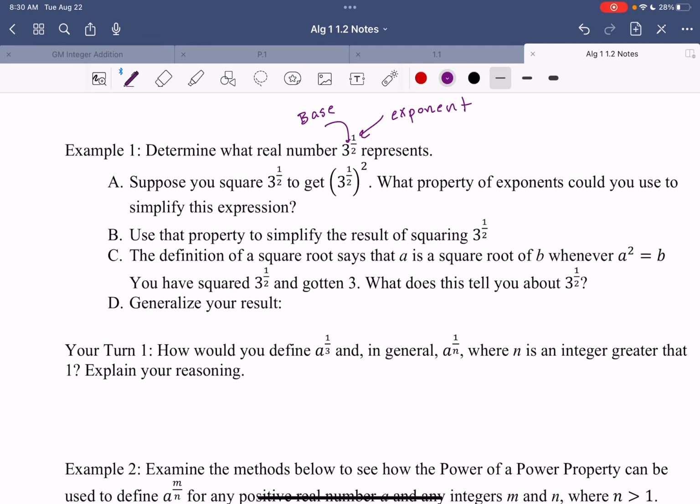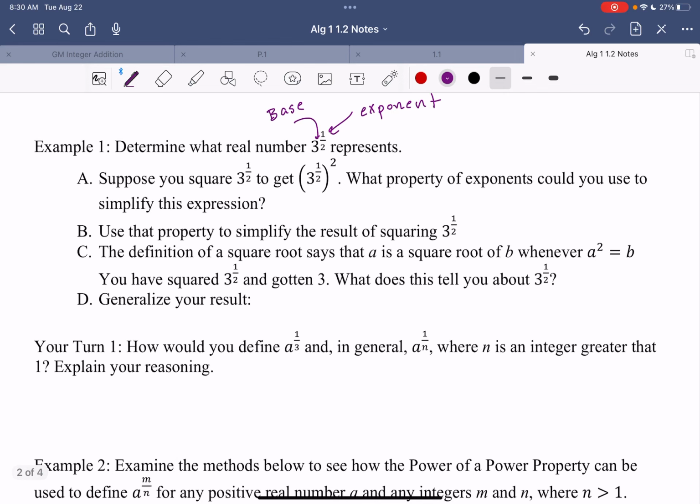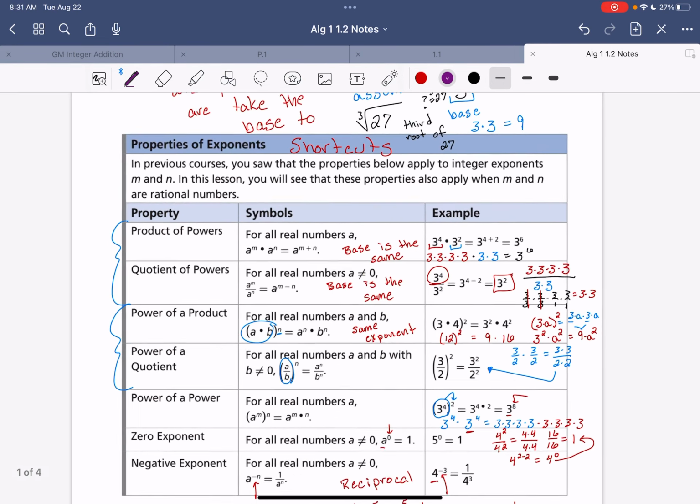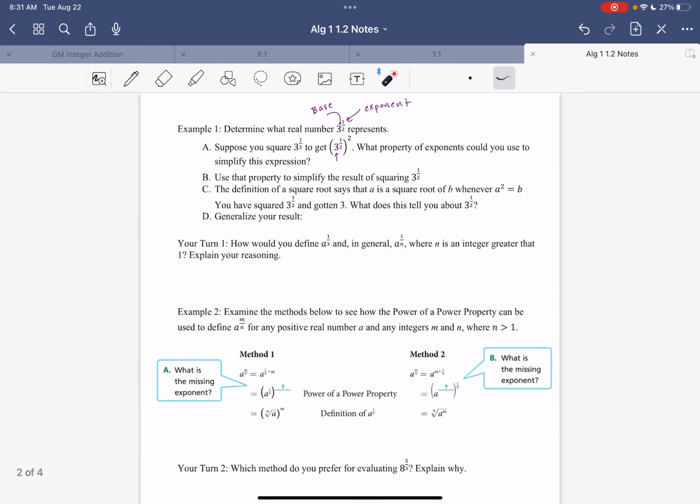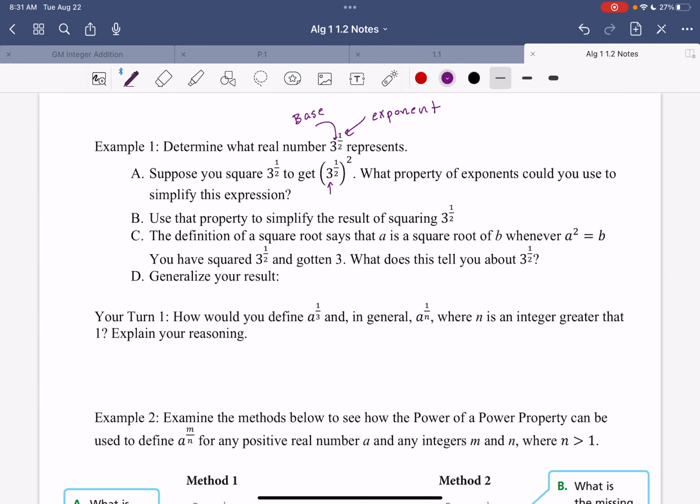So I'm going to take 3 to the 1/2 and square it. What property of exponents could you use to simplify this expression? So I have one base, 2 exponents. Okay, and I have a power. Which one over here looks like that? It looks like maybe this guy. There's my one base, exponent to an exponent. Power of a power. So that would be the power of a power rule.